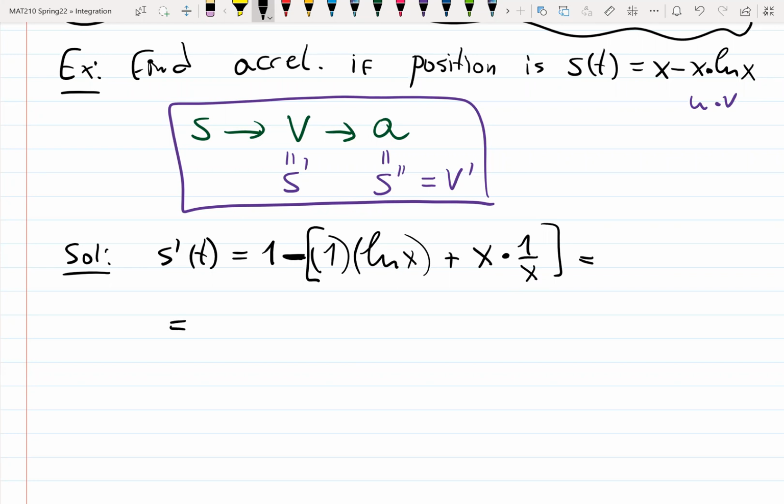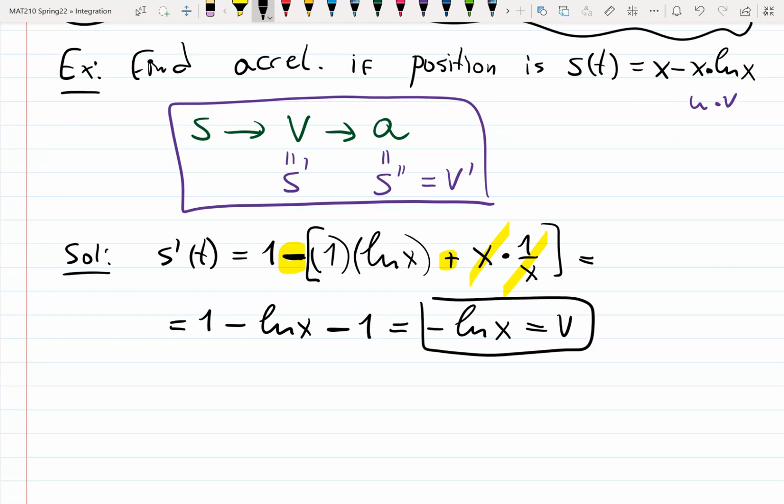Let's simplify. 1 minus ln x minus, because the negative sign has to be distributed, x cancels out with 1 over x, gives you 1. So actually it's not just 1 minus 1. Minus ln x. That is velocity. Acceleration is v prime, minus 1 over x. Boom, done. So that is important.